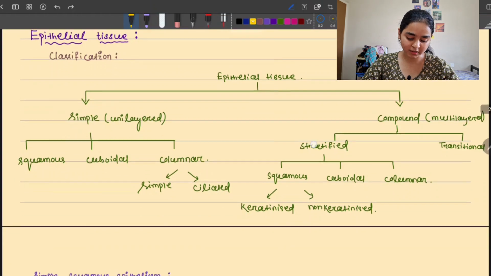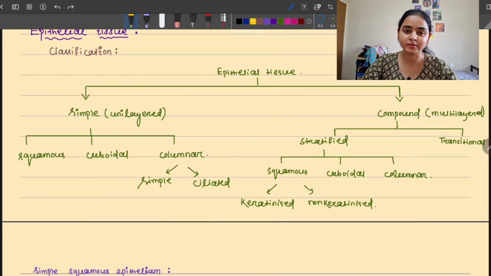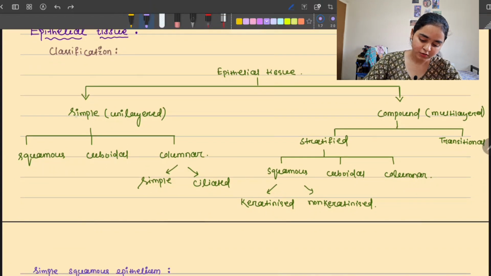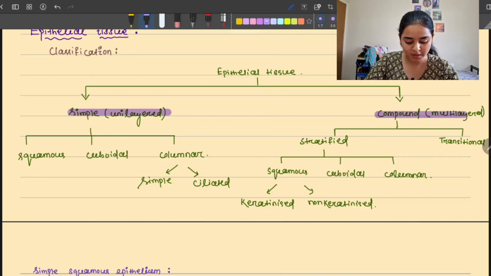Now coming to the epithelial tissue, you have to know the classification of the epithelial tissue. The epithelial tissue is classified into two types, that is the simple epithelium and the compound epithelium. Simple epithelium is unilayered and the compound epithelium is multilayered. Simple epithelium is again classified into three types, that is the squamous, cuboidal and columnar epithelium.